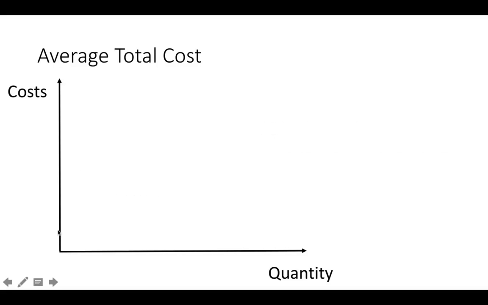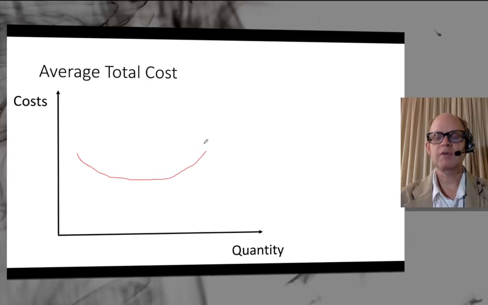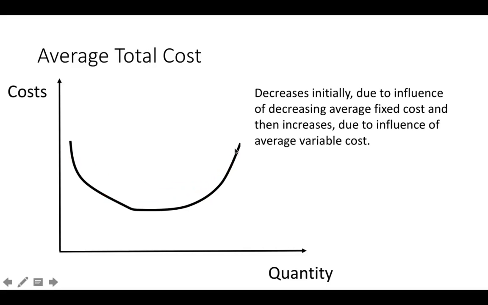So now your average total cost curve looks something like this. Might decrease, and then it increases. So it's U-shaped. You have a U-shaped average total cost curve. Why is that? Well, it might decrease initially because of the influence of decreasing average fixed cost. We saw that a moment ago. And then it will increase due to the influence of average variable cost.